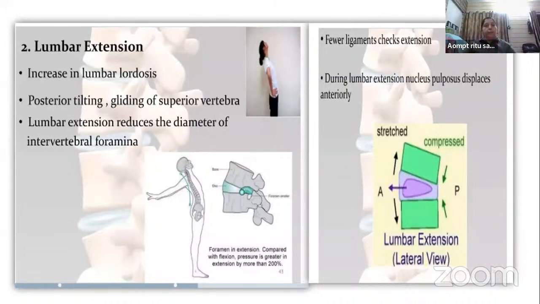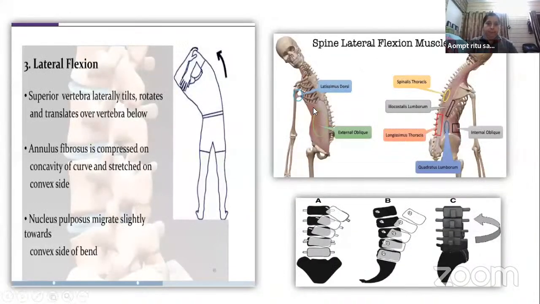In our previous session also we have seen how the compression and stretch during extension and flexion are taken by the disc as well as the nucleus pulposus, with the compression and stretch force.